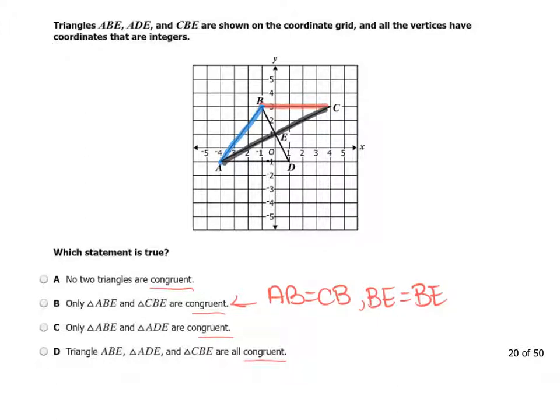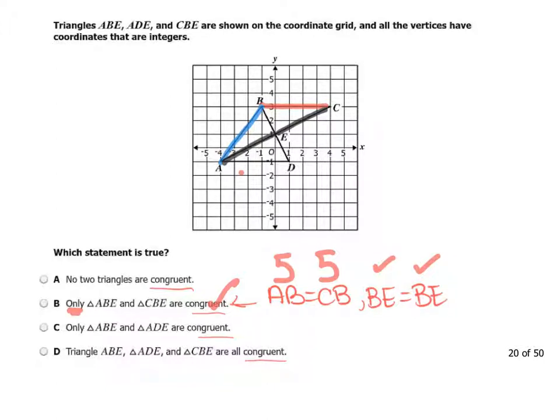So when I checked it out, A to B using the distance formula is the same as B to C. From A to B, if I use the distance formula, A to B is 5, and C to B is 5. BE is, of course, congruent to itself. So I'm going to check that these are congruent. I'm concerned about the word only. Let me go to ABE.